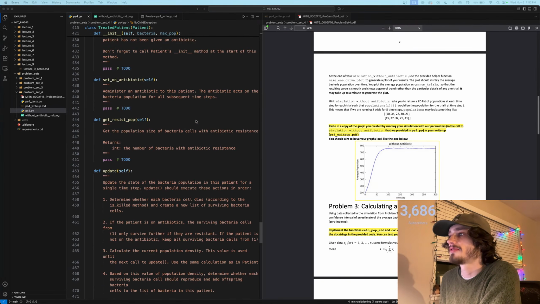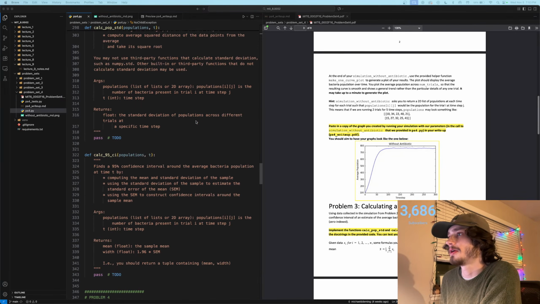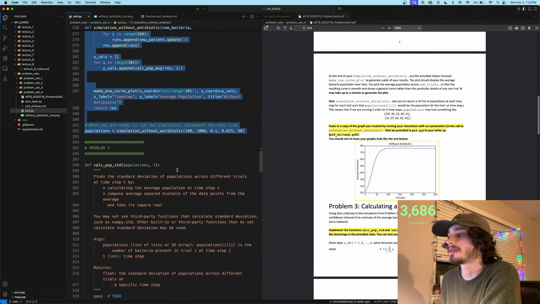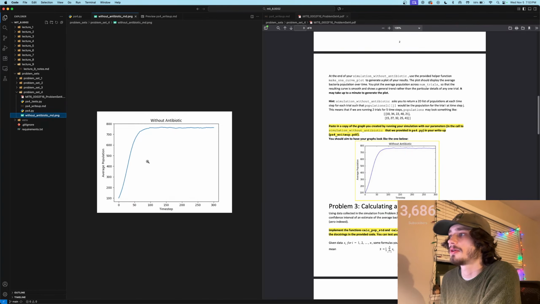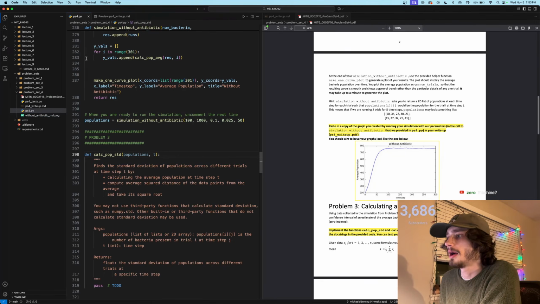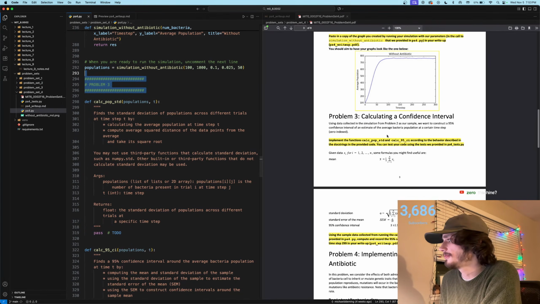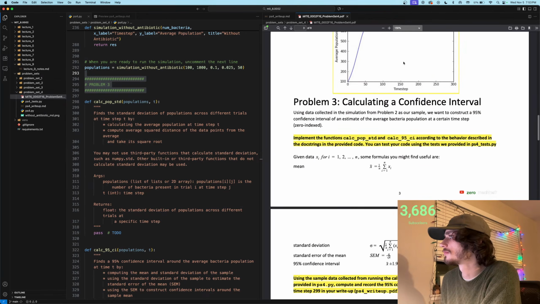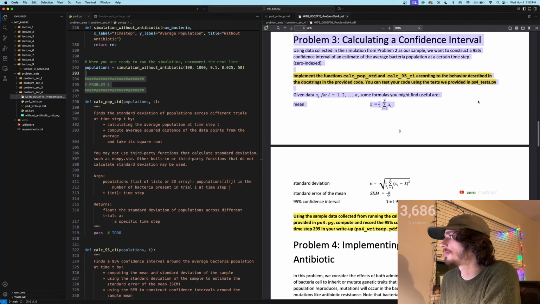Okay, so last time we left off, we ran a simulation without antibiotic here, and we were able to get this curve, which resembled what they had as well. So, that being said, we're on problem 3 here, I think, now.